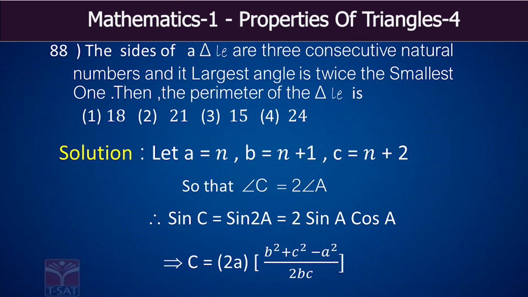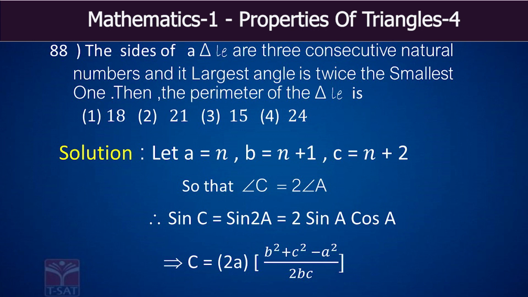88. The sides of a triangle are 3 consecutive natural numbers, and its largest angle is twice the smallest one. Then the perimeter of the triangle is. So you are given that the sides are 3 consecutive natural numbers, and the largest angle is twice the smallest one.